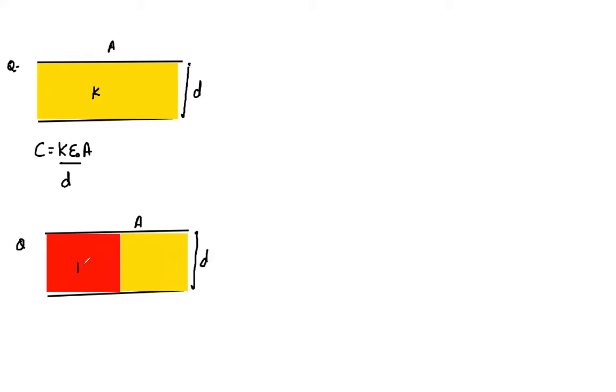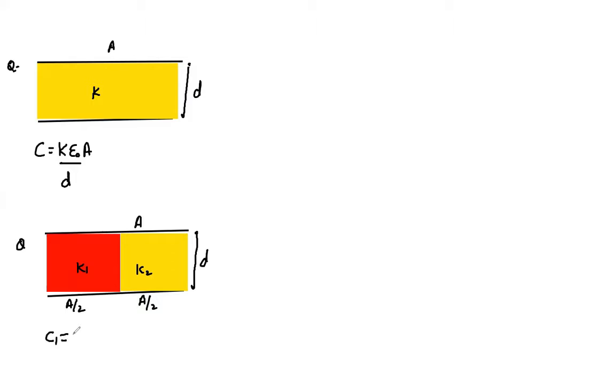Okay, let's modify this numerical somehow. Now, instead of one dielectric, let's fill two dielectrics. Plate area A, separation D. This is K1, this is K2. So, the first dielectric occupies half the area, the next again occupies half the area. It's A by 2 and A by 2. You're supposed to calculate the equivalent capacitance of the system.